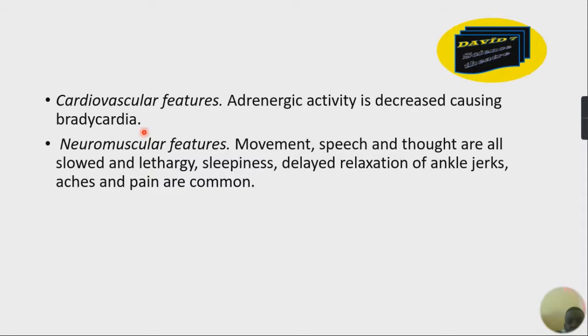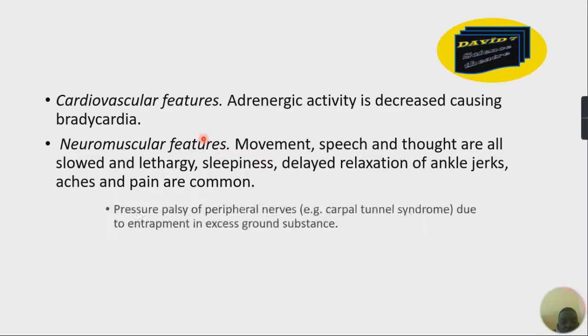There are neuromuscular features. Movement, speech, and thought are all slowed, with lethargy, sleepiness, and delayed relaxation of ankle jerks. They are delayed to relax. The other one was delayed to be seen, so here we have delayed to relax. Ankle jerks are delayed to relax. Aches and pains are common. All these are neuromuscular features of adult hypothyroidism, call it myxoedema.